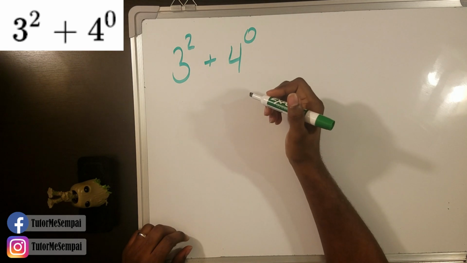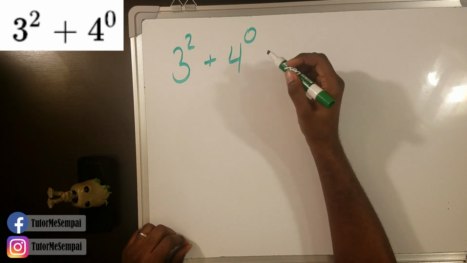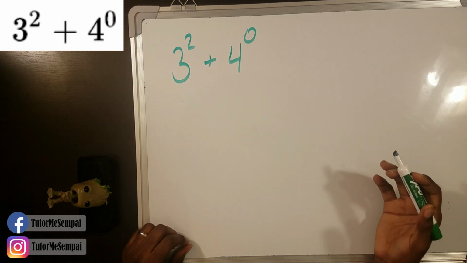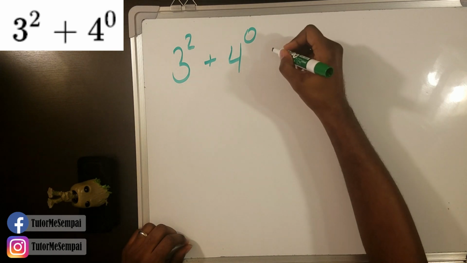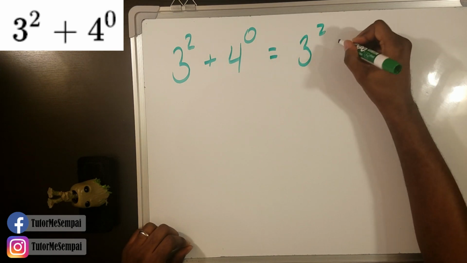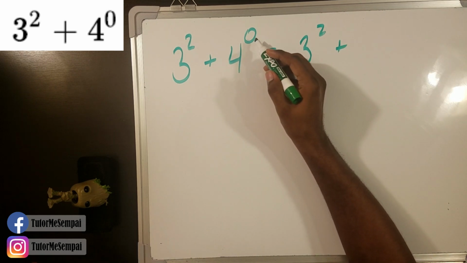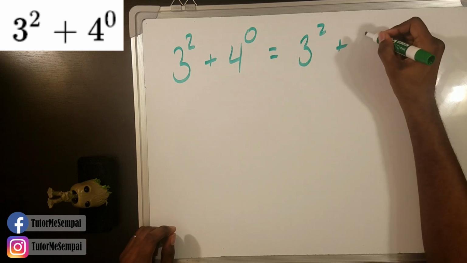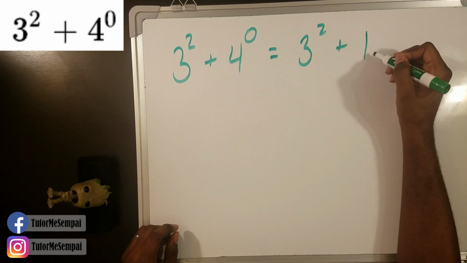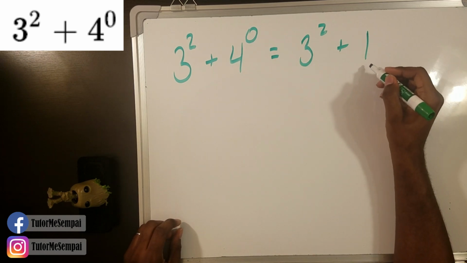You see here that we have 3 squared plus 4 to the 0 power. Now, using what we just talked about, we can automatically rewrite this as 3 squared plus, well, what's anything raised to the 0 if the base is not 0? 1, right? Anything to the 0 power is just going to be 1. So this simply means 3 squared plus 1.